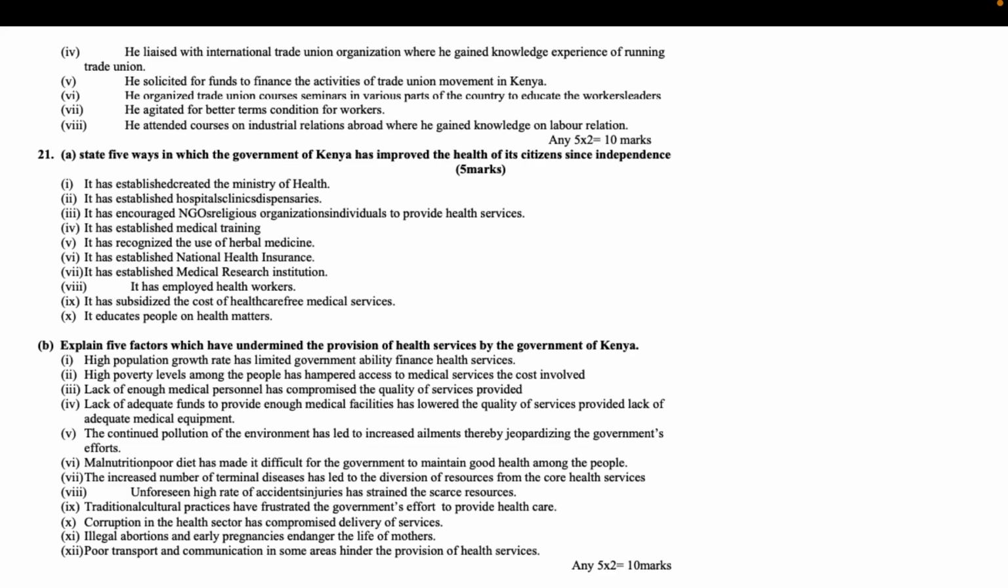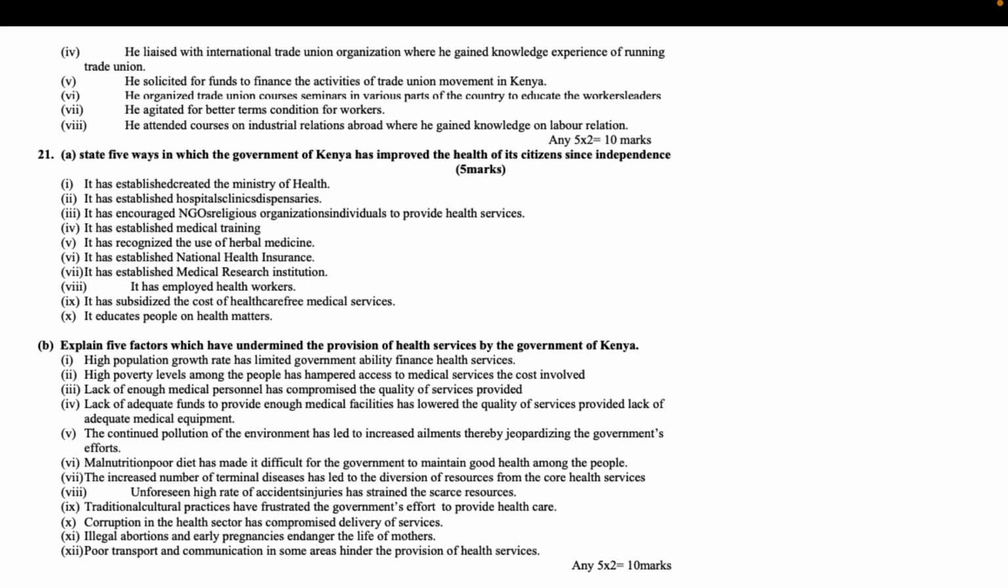State 5 ways in which the government of Kenya has improved the health of its citizens since independence. 5 marks. It has established the Ministry of Health. It has established hospitals, clinics, dispensaries. It has encouraged NGOs, religious organizations and individuals to provide health services. It has established medical training. It has recognized the use of herbal medicine.